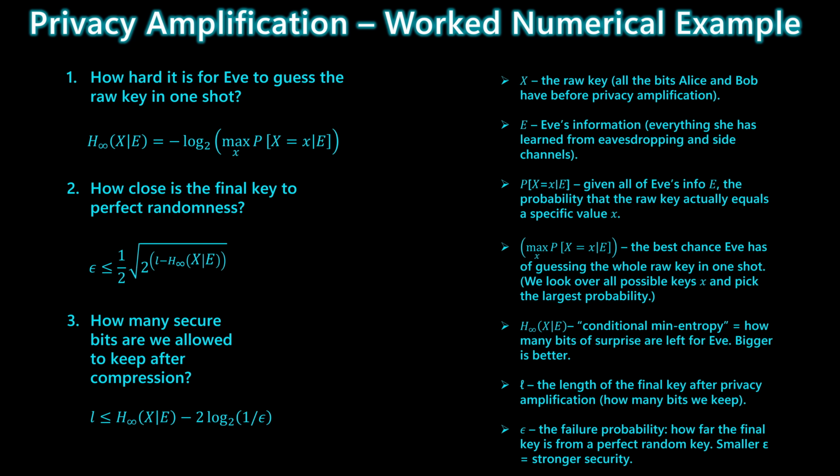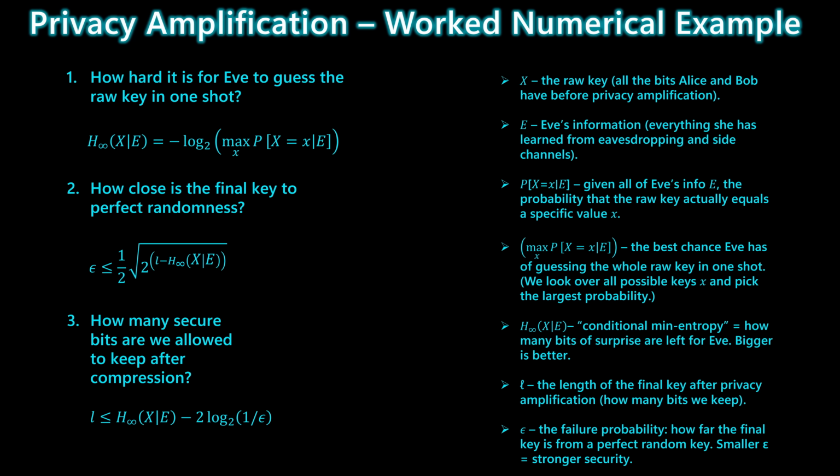When this value is small, it means Eve has very little certainty, and the conditional minimum entropy is high. High minimum entropy is exactly what we want, because it means the raw key still contains a large amount of genuine unpredictability. The second expression describes how close the final key will be to an ideal random key.